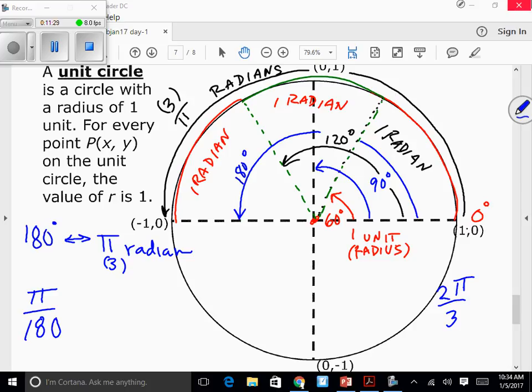What do I want them to know? Pi radians. That's how many radians? 3. What's the special number that goes with 3 or pi radians? 180. That's the big thing I want to know on a unit circle.